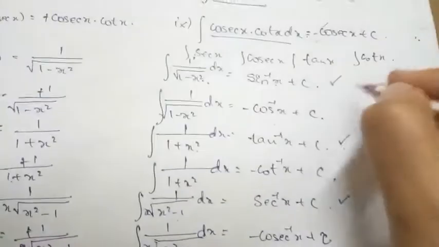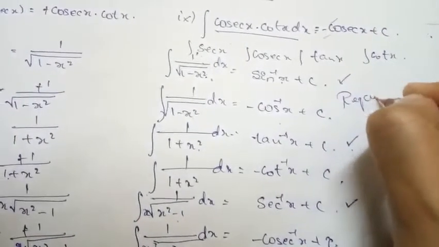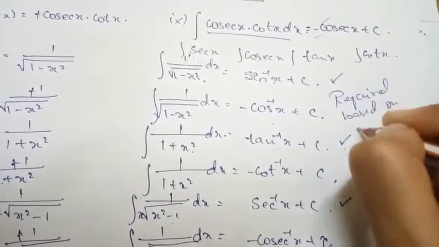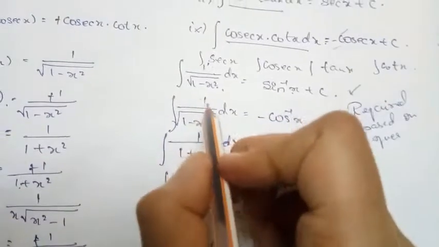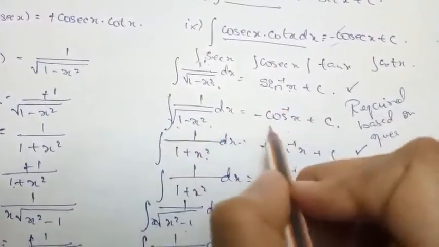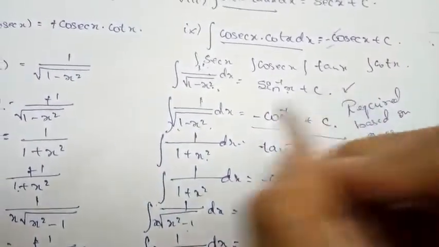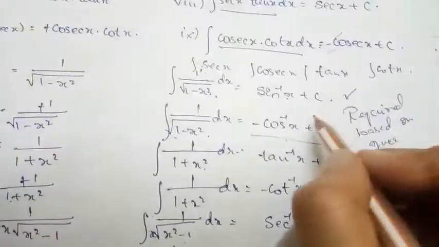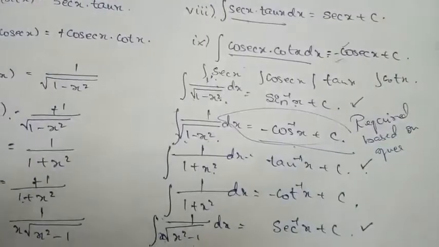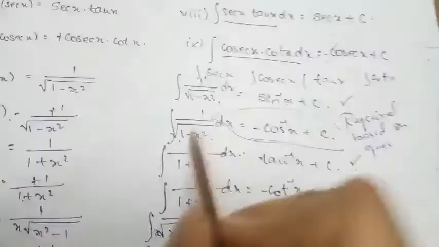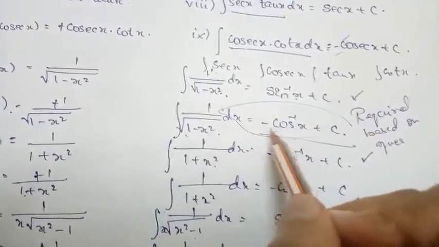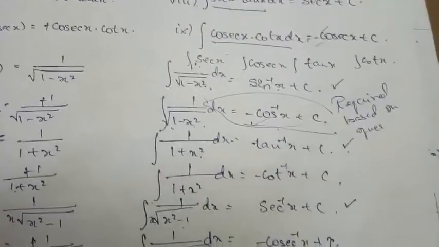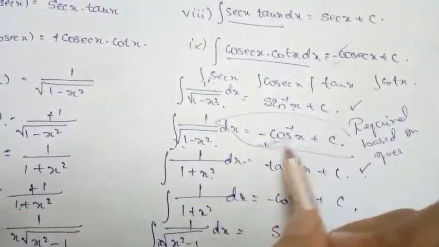But it depends on the requirement, based upon the question. Suppose we require 1 divided by square root of 1 minus x square as minus cos inverse of x, depending on the question, we take this one also. Suppose to get an answer, if the integration as minus cos inverse x gives an answer that can be simplified, then at that time we take this one.